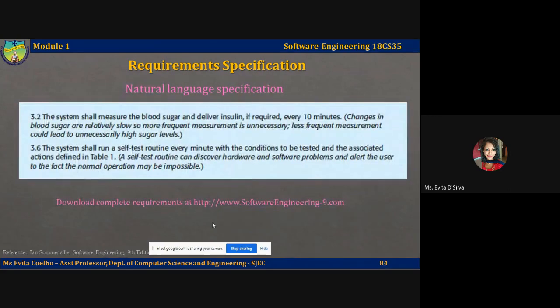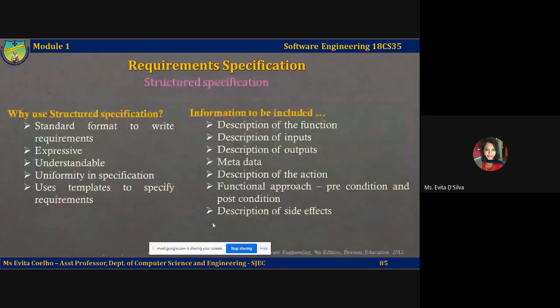In this slide, you can see example requirements for the insulin pump software system. Only two requirements are used here. If you want the complete requirement set, it is available at the link provided in this slide. So you can read through these two requirements, numbered and written in a completely natural language specification.